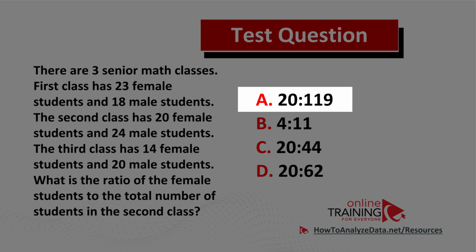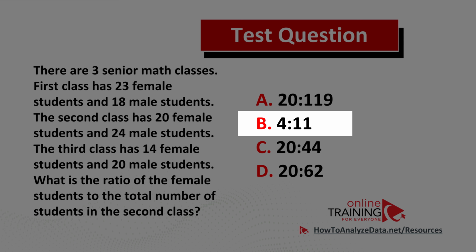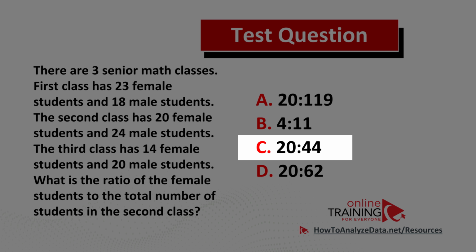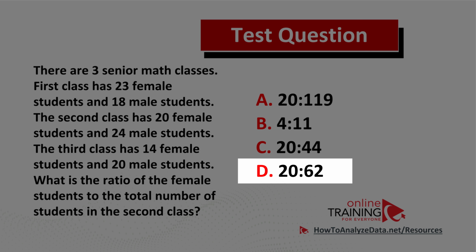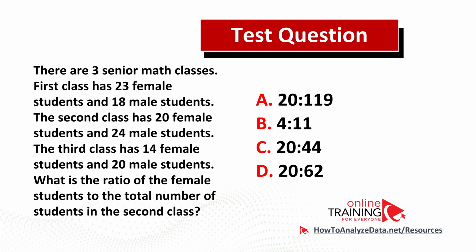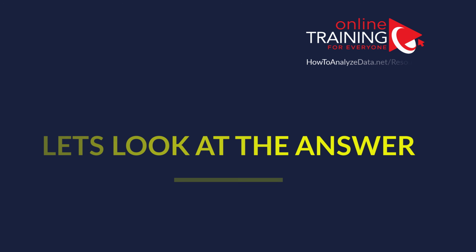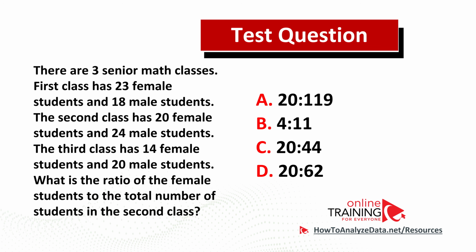Choice A, the ratio 20 to 119. Choice B, the ratio 4 to 11. Choice C, 20 to 44. And choice D, 20 to 62. Do you think you know the answer? Now might be a good time to pause this video to see if you can come up with the answer on your own. Did you come up with the answer? Let's continue to see if we can solve this challenge and get to the correct solution together.